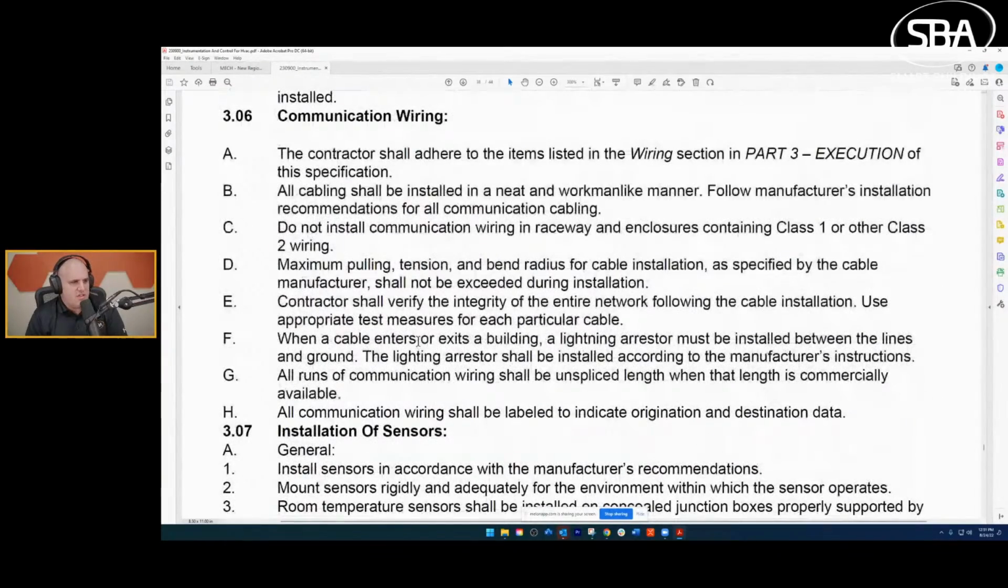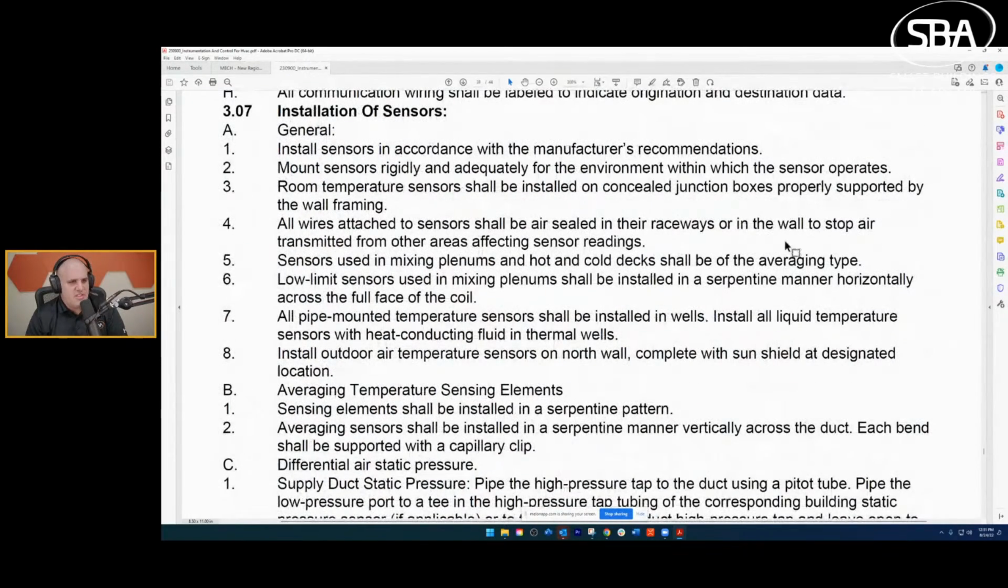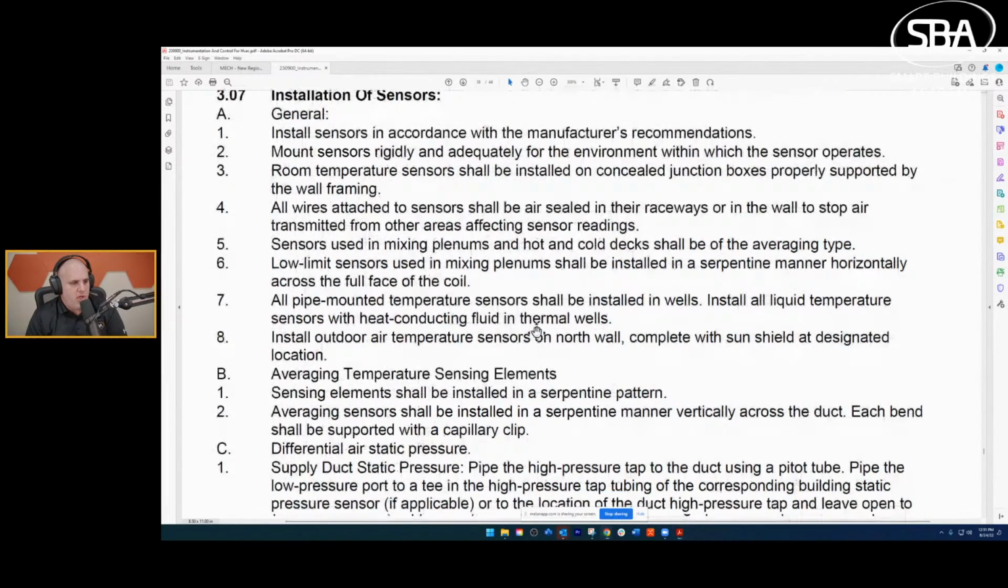Communication wiring, this is going to talk about all of that. You know, what do you have to do? Installation of sensors. This is basic stuff. Go through it with your electrical sub. Make sure they understand what this all means. Pretty straightforward there. Let's continue on.